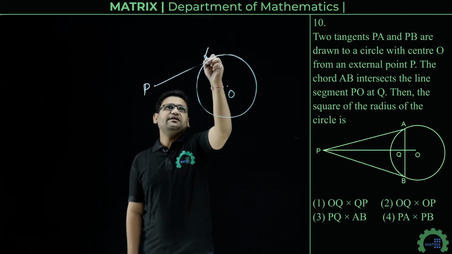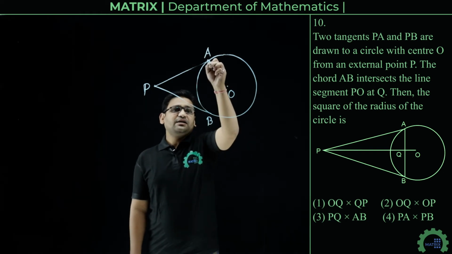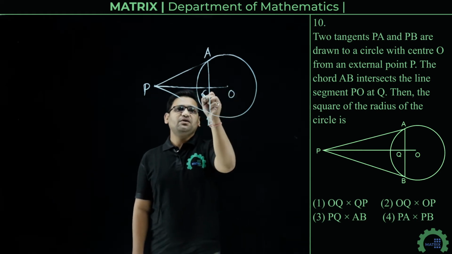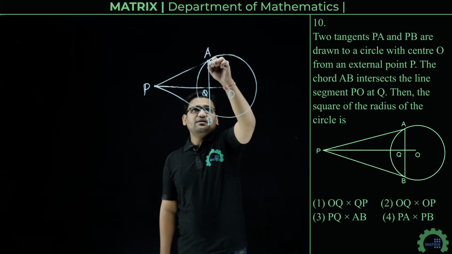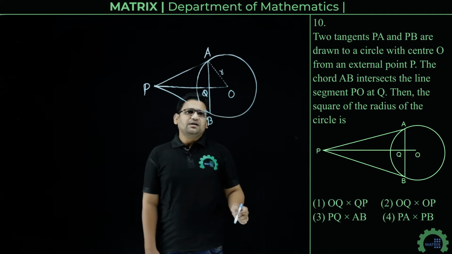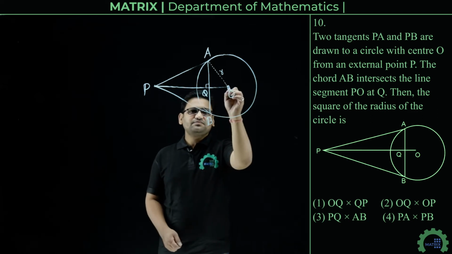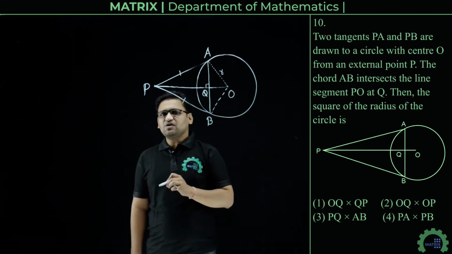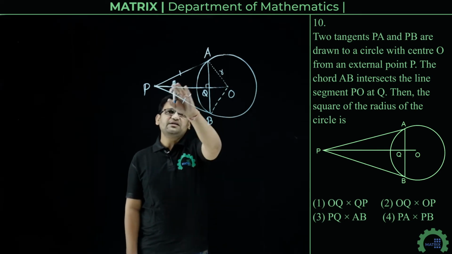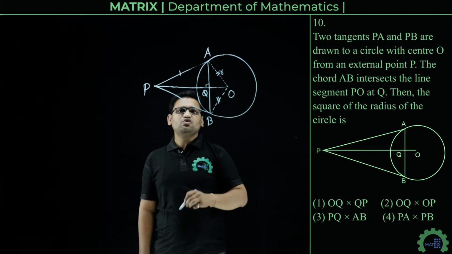So this is P, PA is a tangent. Similarly, PB is a tangent. The chord AB intersects the line segment PO at point Q, and we need to find the square of the radius, that is R square. So we can clearly see that PA is equal to PB, because we know that the tangents drawn from an external point to a circle are equal in length. Similarly, OA is radius and OB is radius, so OA is equal to OB.